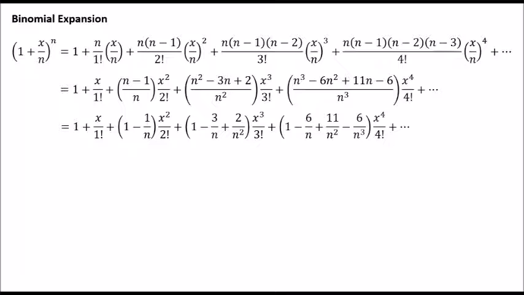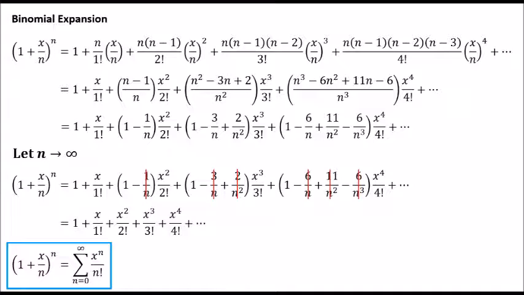In the second line, I FOILed out the terms and canceled 1 n in the denominator. In the third line, I split up each numerator into separate terms, which further simplifies things. Pause the video if you care to comb through the algebraic details. I would encourage you to do this for the benefit of your understanding.